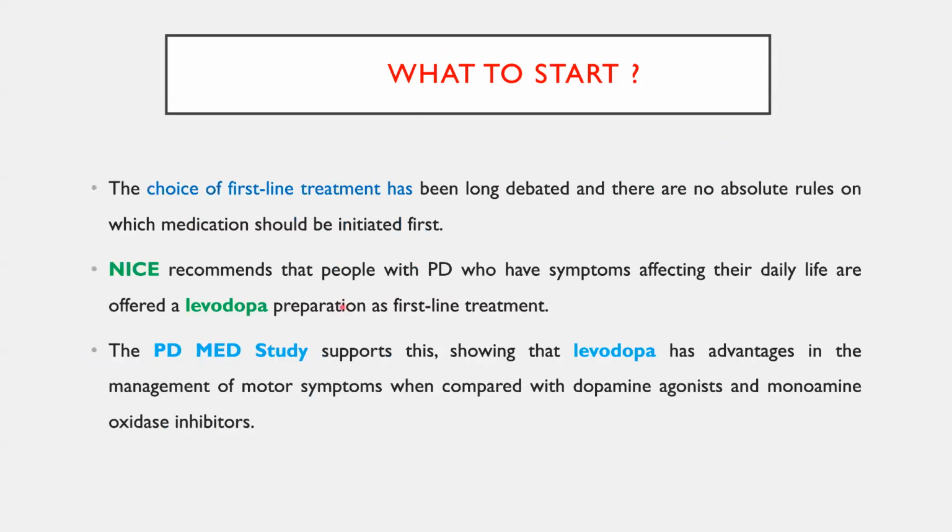So what to start? Multiple debates are going on. NICE and PDMed studies suggest that it is better to start with levodopa, and multiple studies give multiple opinions. We have to see the patient's severity and age. Depending on that only, we can give the appropriate medicine.